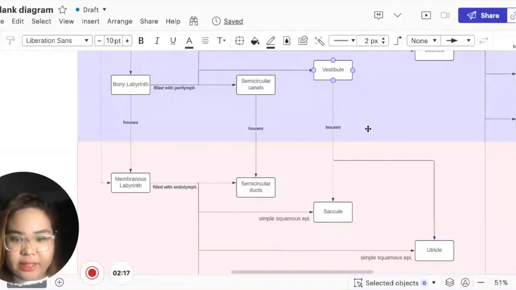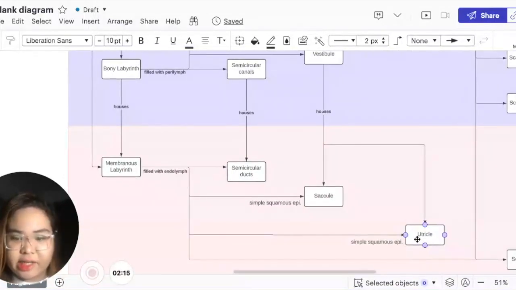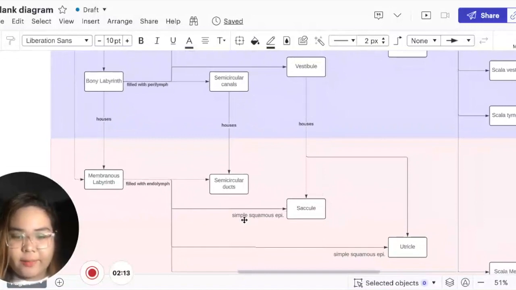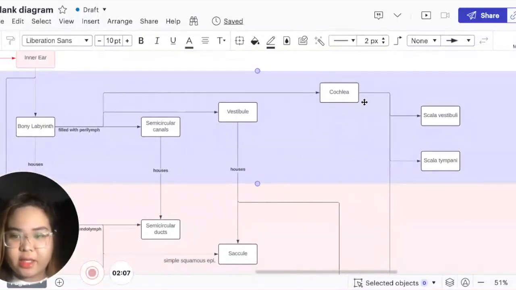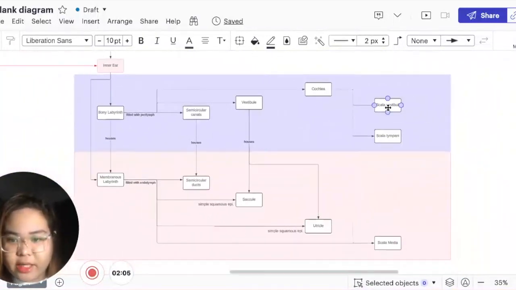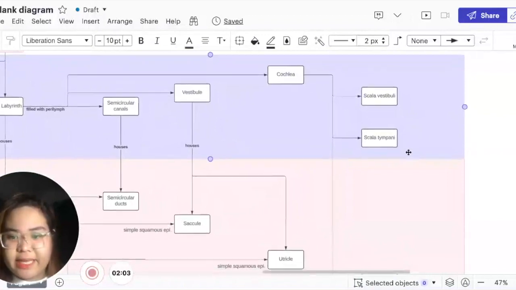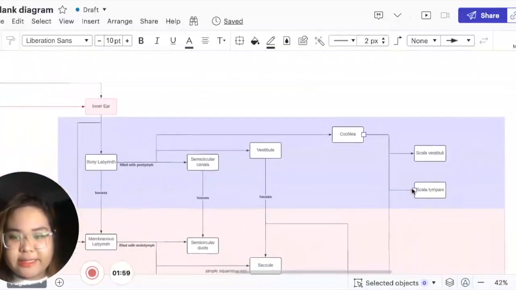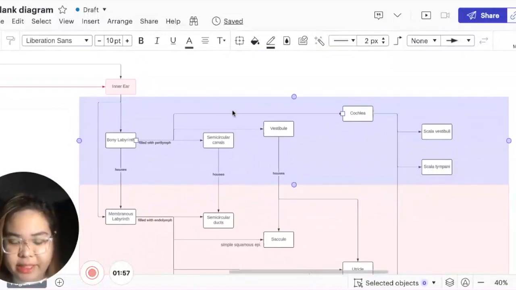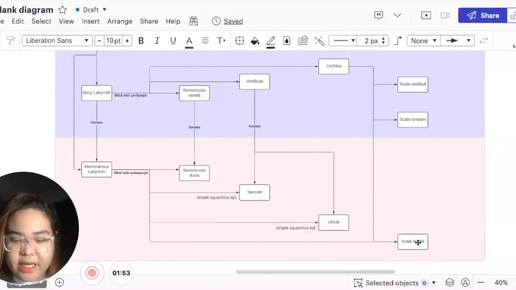The vestibule houses the saccule and utricle, both of which are lined by simple squamous epithelium. And the cochlea can be divided into three: the scala vestibuli, scala tympani, and scala media. The scala vestibuli and scala tympani are part of the bony labyrinth, whereas the scala media is part of the membranous labyrinth.